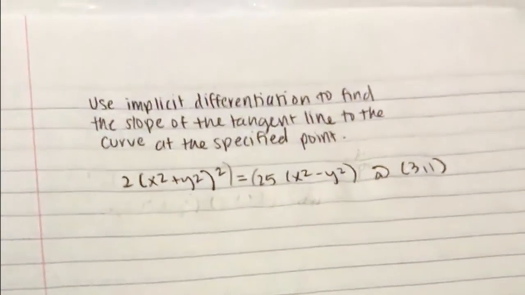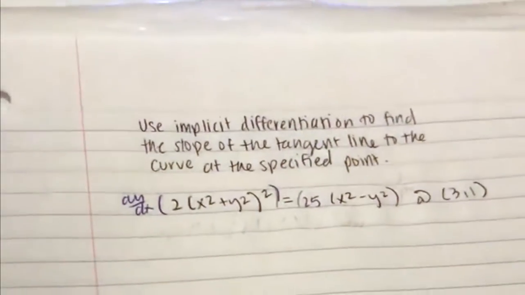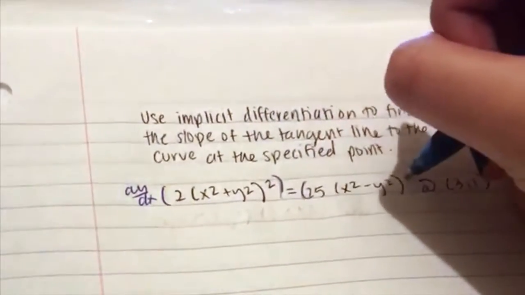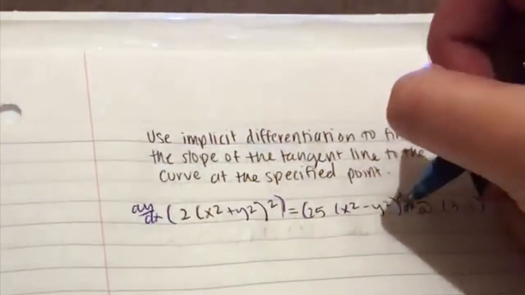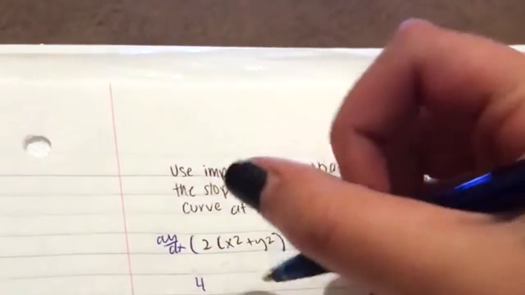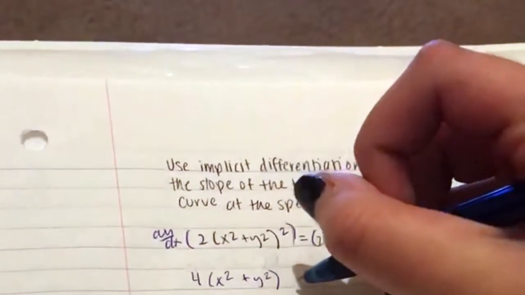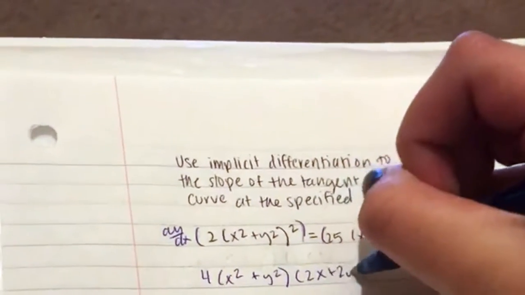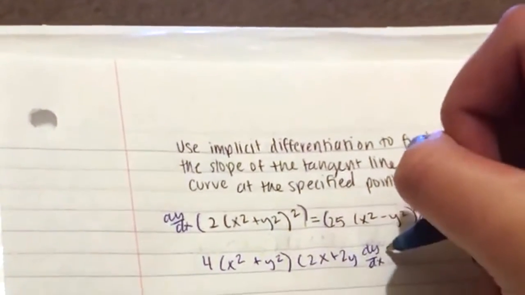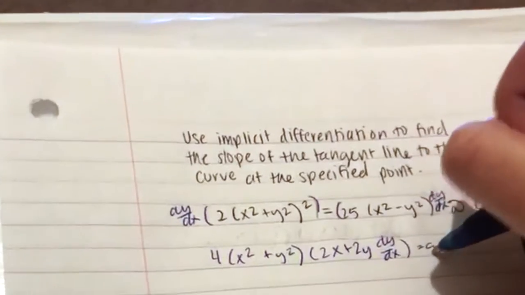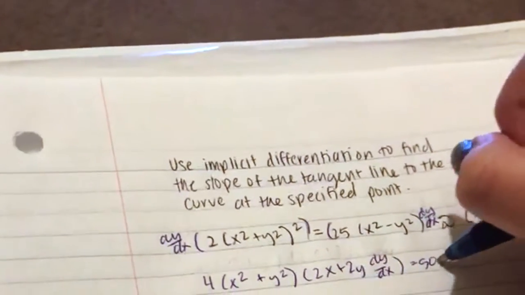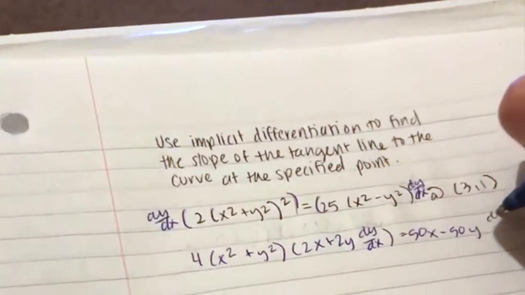In equation number 2, use implicit differentiation to find the slope of the tangent line to the curve at the specified point. 2 times x squared plus y squared squared is equal to 25 times x squared minus y squared at point 3, 1. First, we take the derivative of both sides of the equation. This means that we do chain rule on each and every term in the equation. We get 4 times x squared plus y squared times 2x plus 2y dy over dx is equal to 50x minus 50y dy over dx.